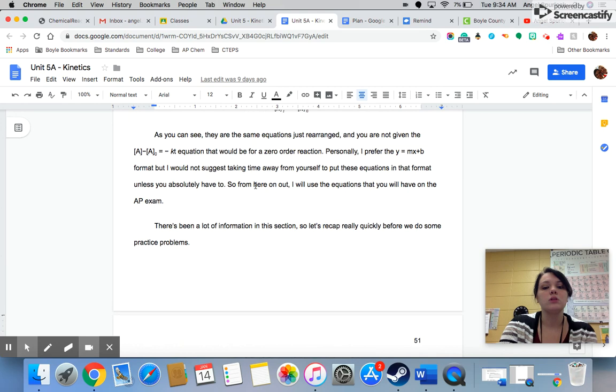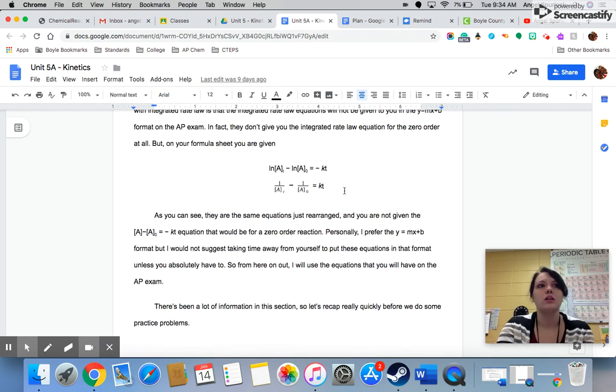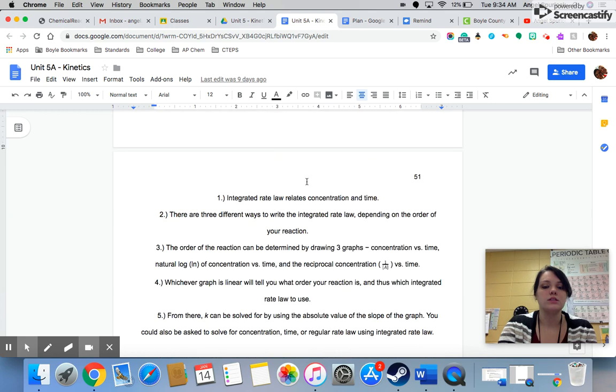One other thing that I want to make sure that we review here, since I covered it so quickly in the last part, is that on the AP formula sheet, you will not be given them in the y equals mx plus b format. These are the only two that you'll be given, so you won't even be given the equation for zero order. So we definitely need to know that one, which is just regular concentration, okay? But this is the way that you'll be given those. Now, it is the same thing as y equals mx plus b. The only difference is that it has been rearranged algebraically. So we'll work with this from now on when we use these, okay?